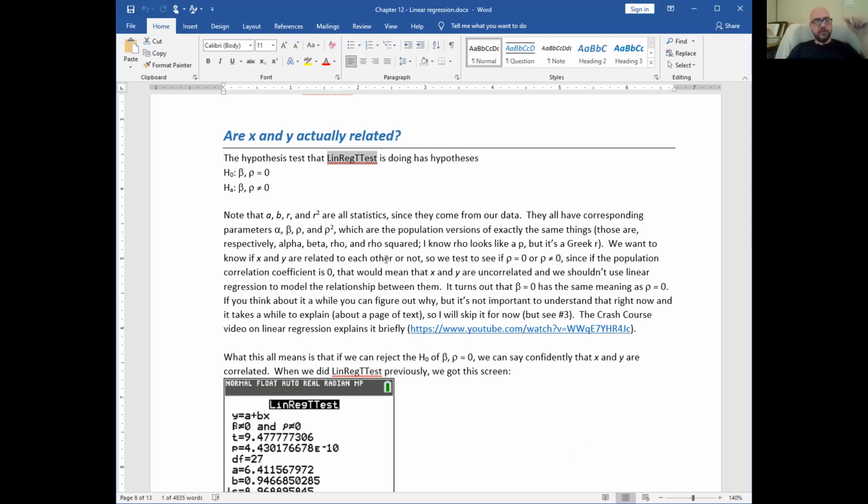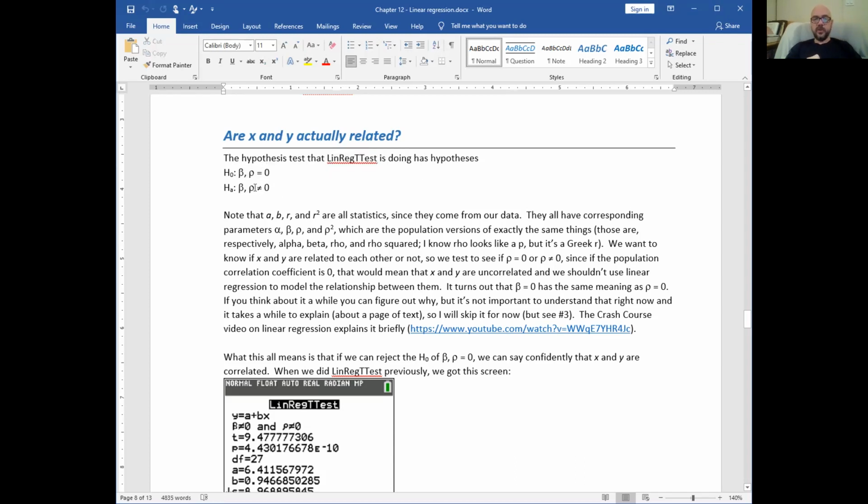Now, here are the hypotheses for the test. This is going to take a little bit of explaining. I want to explain what beta and rho are. The null hypothesis is that beta and rho equal 0, and the alternative is that beta and rho are not equal to 0.